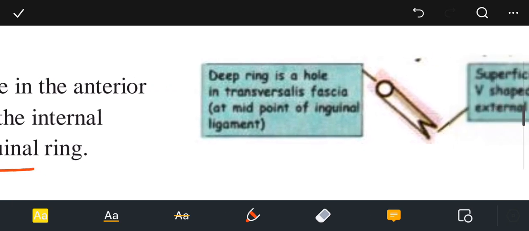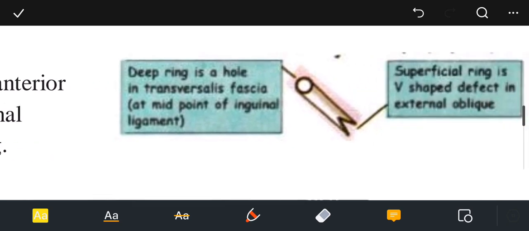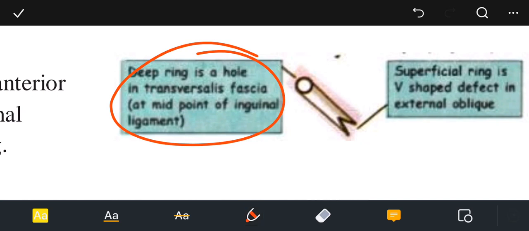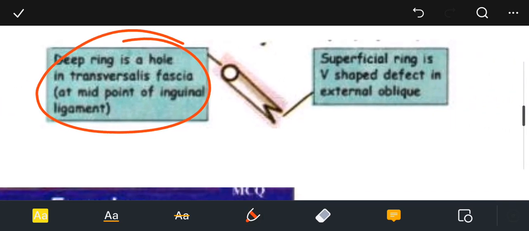Now here you can see the deep ring is a hole in the transversalis fascia at the midpoint of the inguinal ligament, and here you can see the superficial ring is V-shaped. The superficial ring is not a ring, it is a V-shaped opening, a V-shaped defect in the external oblique muscle. Sometimes it is called a triangular opening.